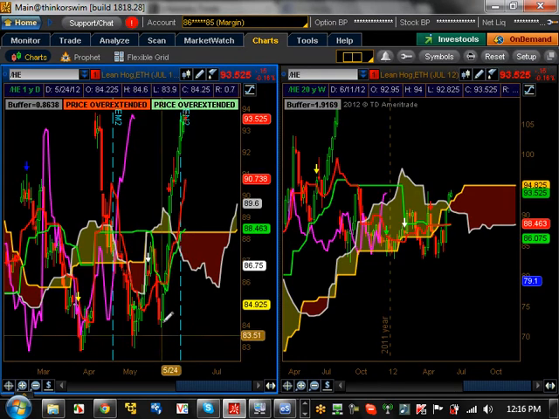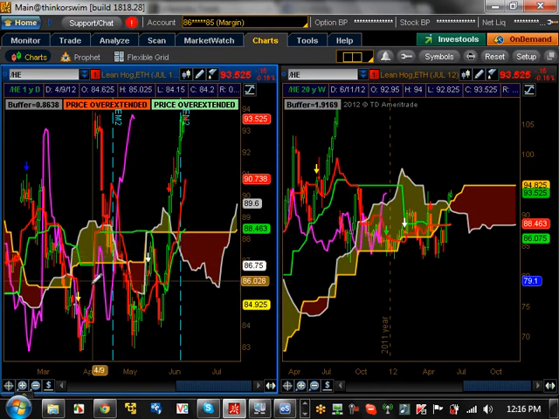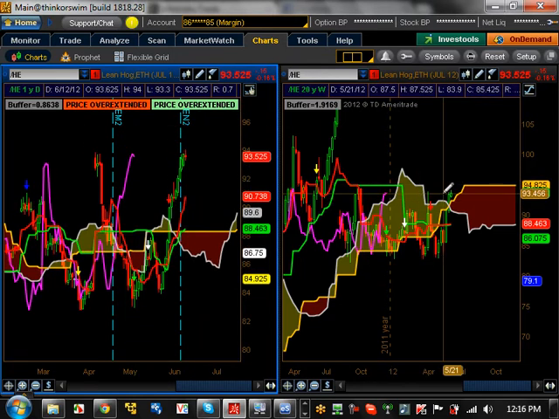This is lean hogs. You could see here, look at this big gap up. We came all the way down, then came back up. This is one big consolidation pattern, and you could see that from the weekly. So it's not even worth talking about lean hogs at all.